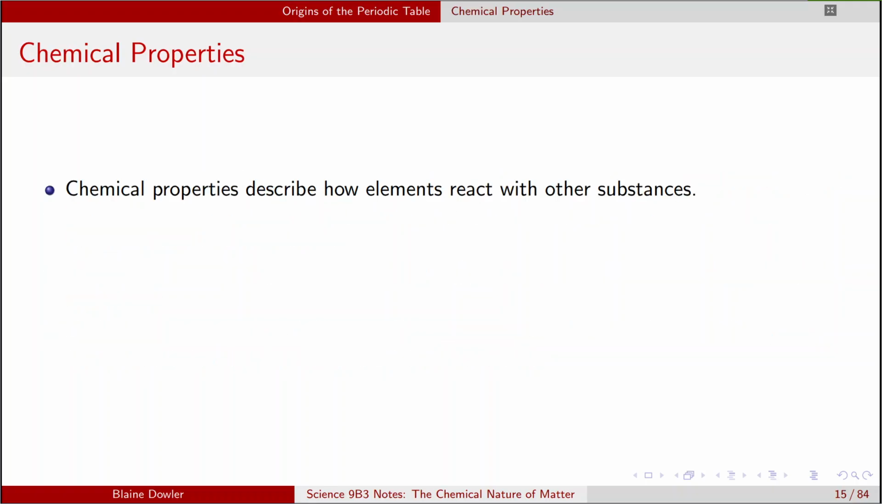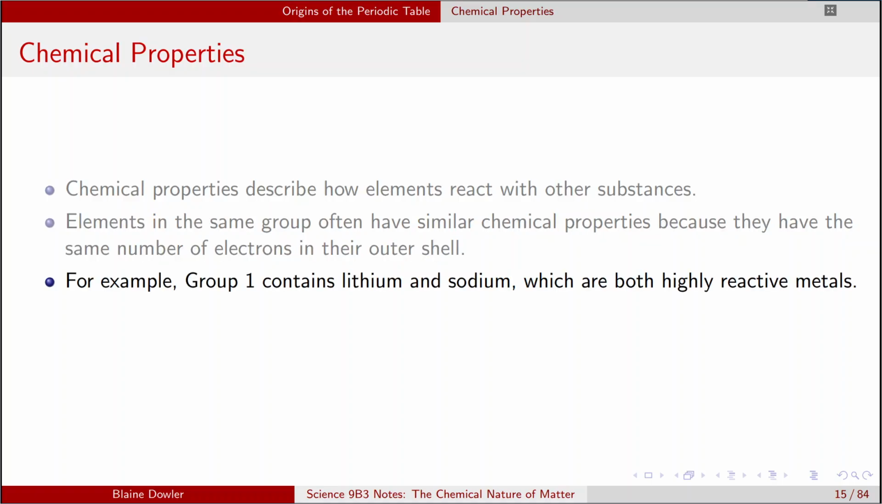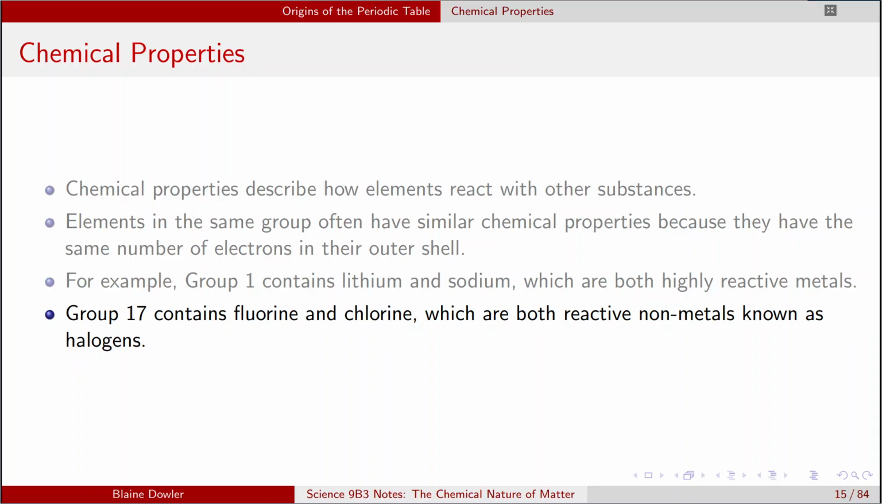Chemical properties. Chemical properties describe how elements react with other substances. Elements in the same group often have similar chemical properties because they have the same number of electrons in their outer shell. For example, group 1 contains lithium and sodium, which are both highly reactive metals. Group 17 contains fluorine and chlorine, which are both reactive nonmetals known as halogens.